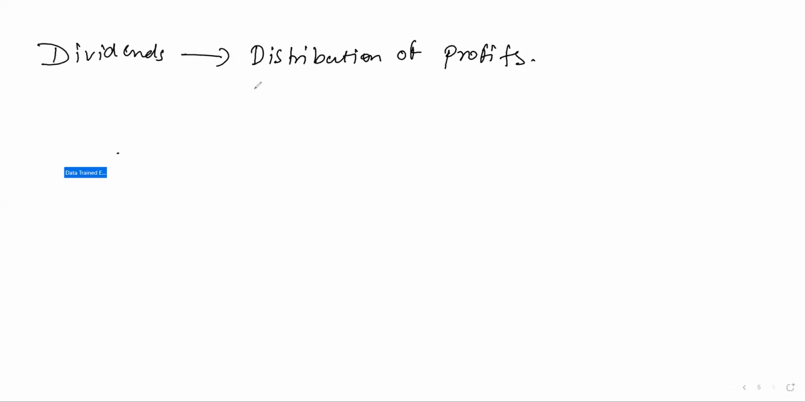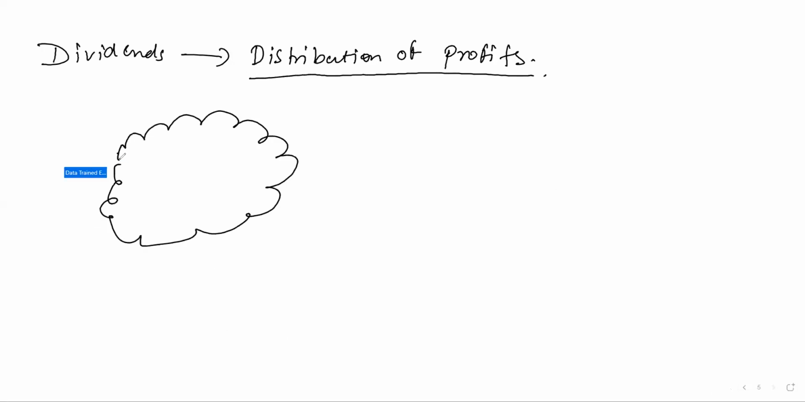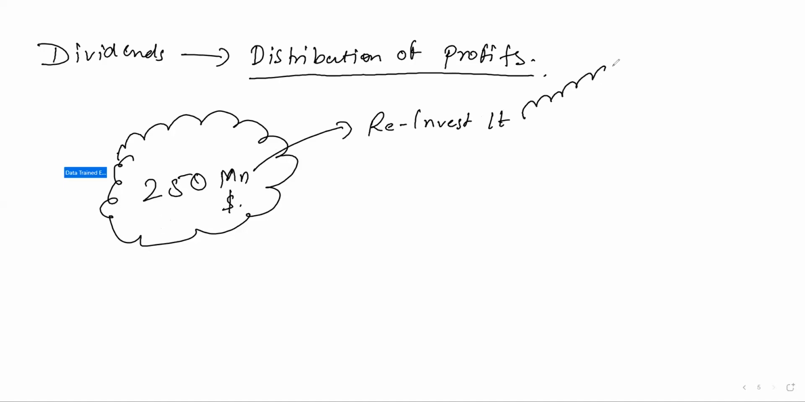Dividends are nothing but distribution of profits. Let's say you are running a business and you have generated $250 million. What could you do with this $250 million? Either you can reinvest it in the business so that this amount compounds itself and gives you a better return in future. This would help the growth of your company, and that growth will be reflected in the share price.